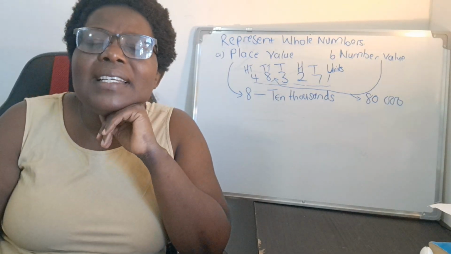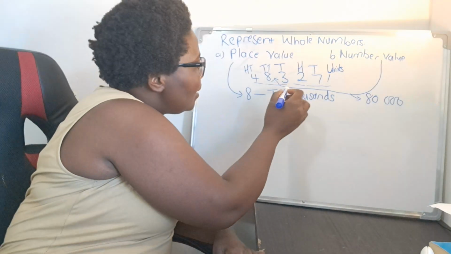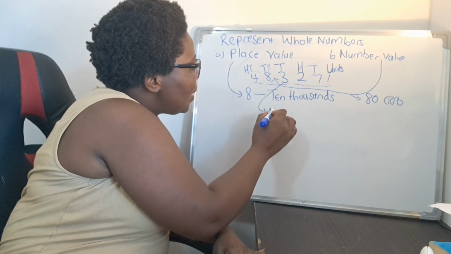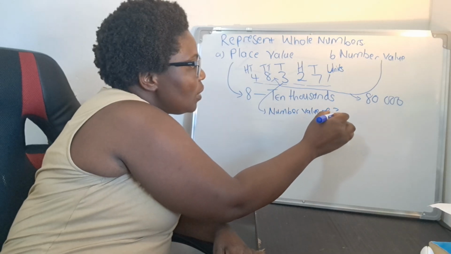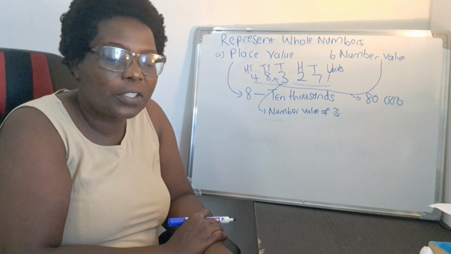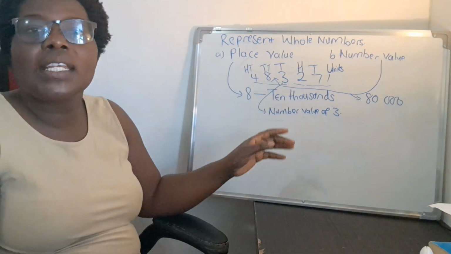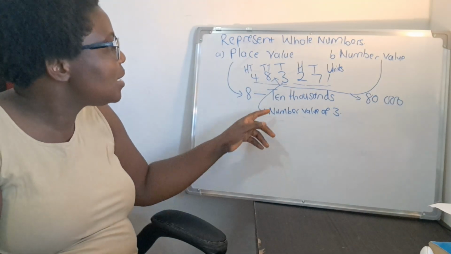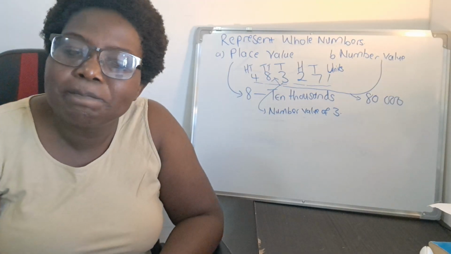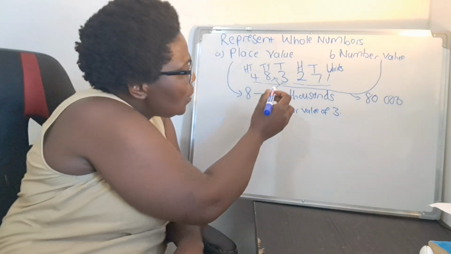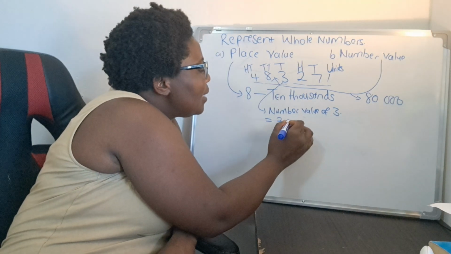Let's take another number and check it out. Let's look at the number value of 3 in the same question, right? We said this is 483,271. So the number value of 3 in this question is, we said 3 is standing on the 1,000. So it's going to be what? If it's standing on the 1,000, it means our number value of 3 will be 3,000.